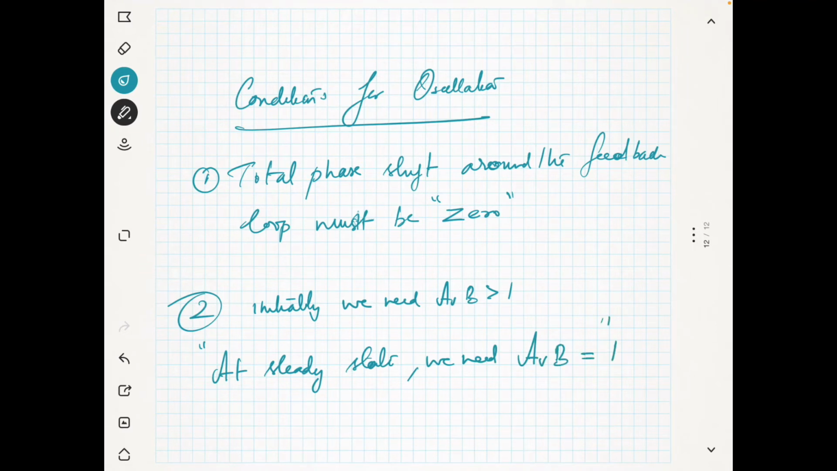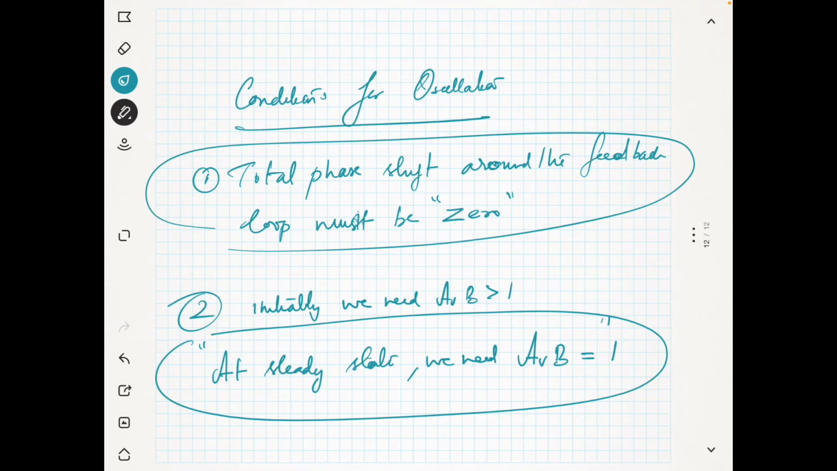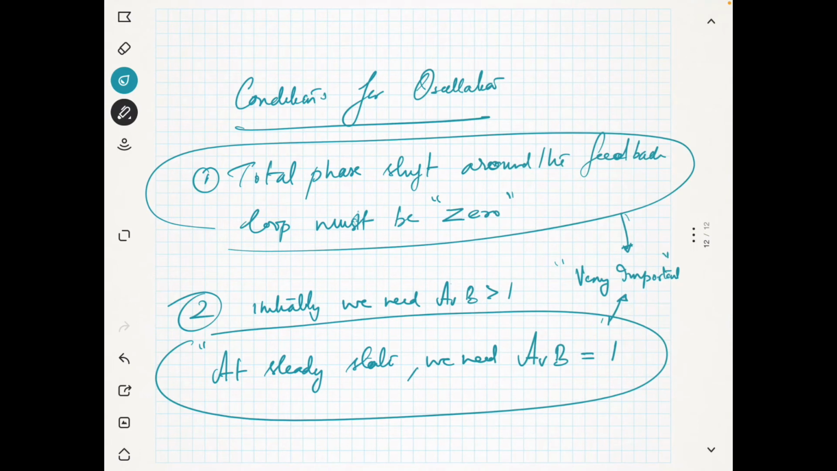So this is the main point, and this is another main point. These are the 2 points. That means the total phase shift is equal to 0 and Av into B is equal to 1. These are very, very important points, which are the conditions for oscillations. I hope this is clear to you.